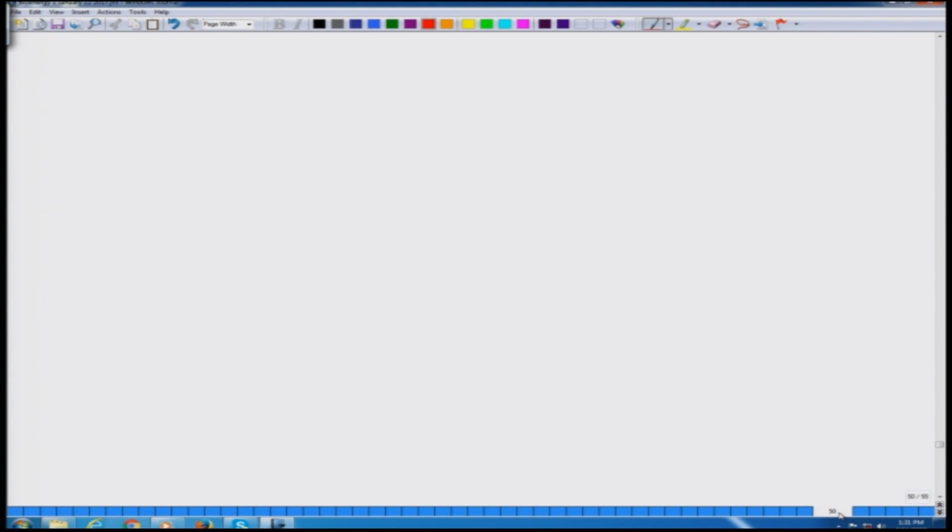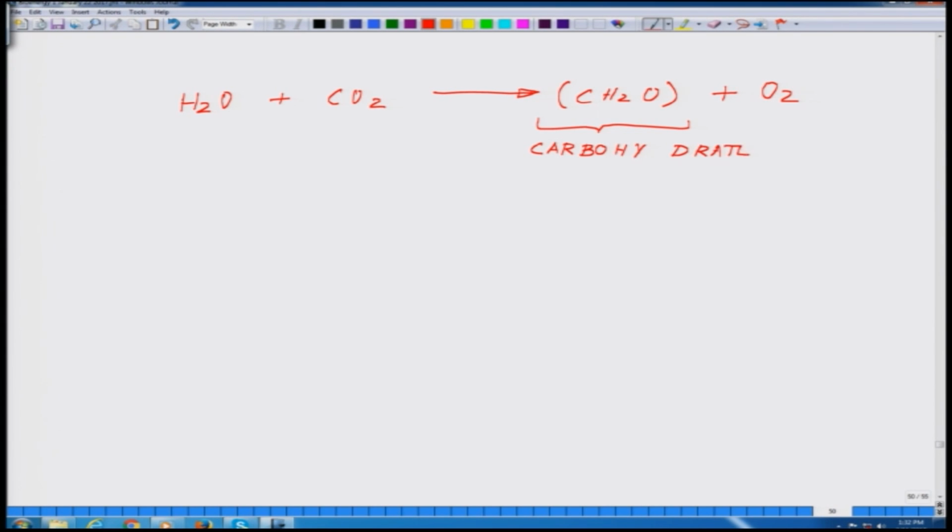The basic reaction, as I was telling you, is very deceptively simple. The basic reaction is water plus CO2 forming CH2O, which is your carbohydrate, and as a byproduct, oxygen. It is interesting to note that the oxygen you see out here actually comes from the water.